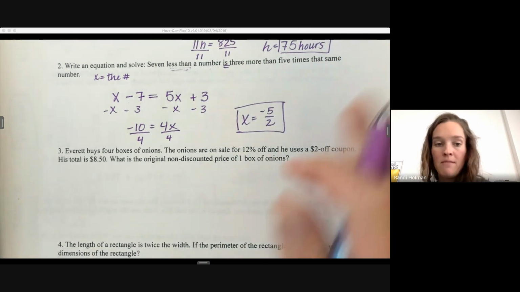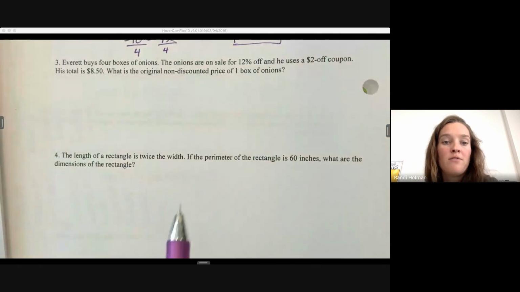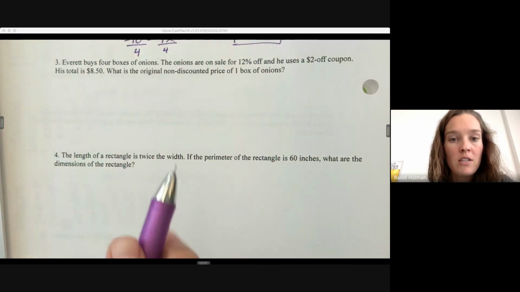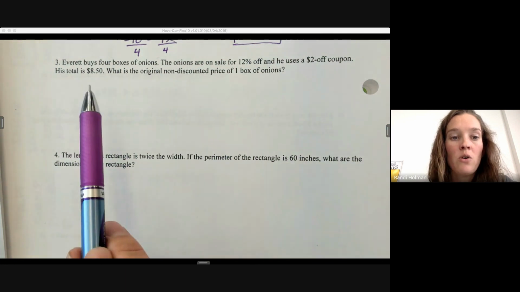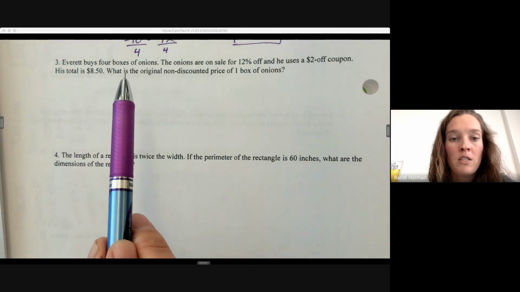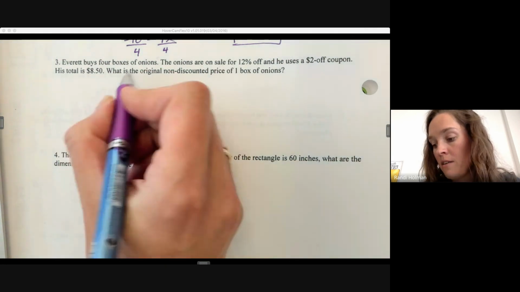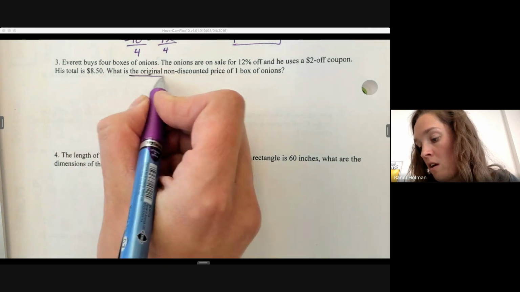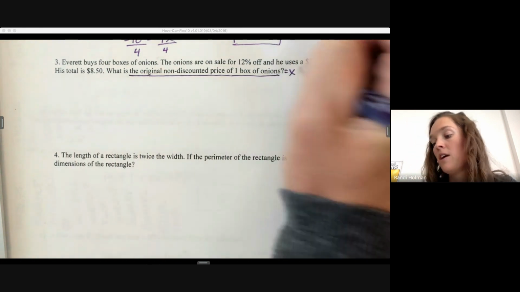Okay, again, I'd invite you to pause, try this on your own before watching. Everett buys 4 boxes of onions. The onions are on sale for 12% off, and he uses a $2 off coupon. His total is $8.50. What is the original non-discounted price of 1 box of onions? That is our variable. The original non-discounted price of 1 box of onions is our variable.